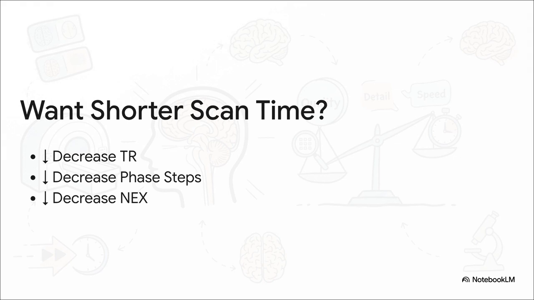And finally, what if speed is the name of the game? You just have to get it done fast. Well, these are the three main knobs you're going to turn down. You'll drop the TR, collect fewer lines of data, and definitely keep the NEX at 1. You're basically saying, I'll accept the compromises in signal and detail, just get this scan done quickly.